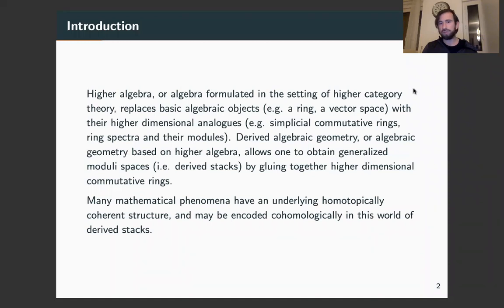Higher algebra, or algebra formulated in the setting of higher category theory, replaces the basic algebraic objects, like a ring, a vector space, with their higher dimensional analogs, simplicial commutative rings, for example, or ring spectra, and their modules. Derived algebraic geometry, which is algebraic geometry based on higher algebra, allows one to glue these together to obtain what's called derived stacks. Many mathematical phenomena actually have an underlying homotopically coherent structure and may be encoded cohomologically in this world of derived stacks.